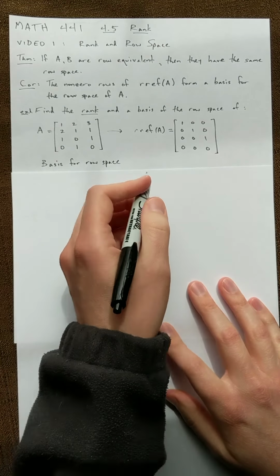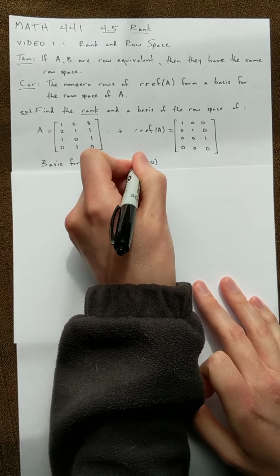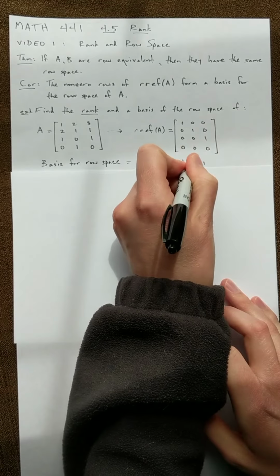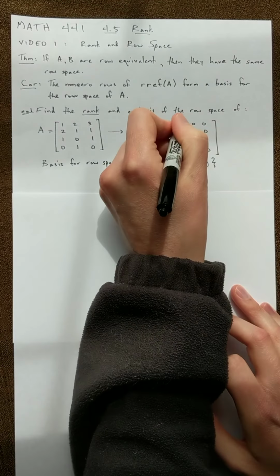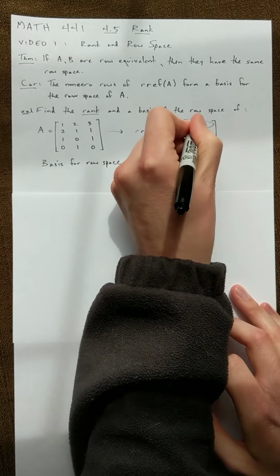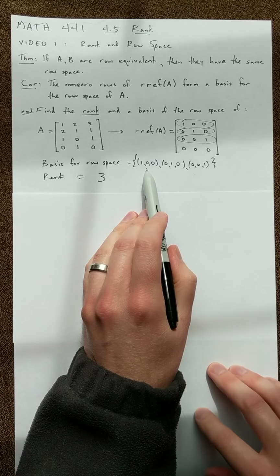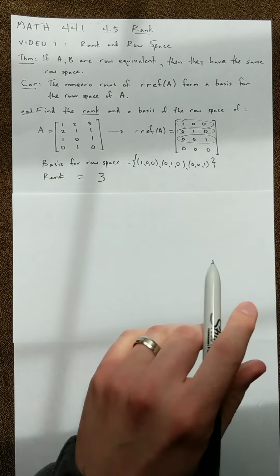A basis for the row space is these non-zero rows, the top 3 rows: 1 0 0, 0 1 0, and 0 0 1. So those 3 rows. Okay, the rank is the dimension of the row space, and so it's the number of non-zero rows, which would be 3. You can either think about it as the dimension of the row space, or as the number of non-zero rows after row reducing.